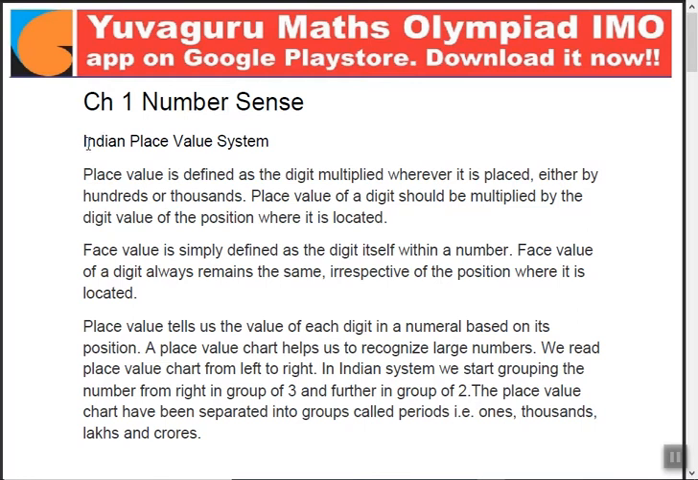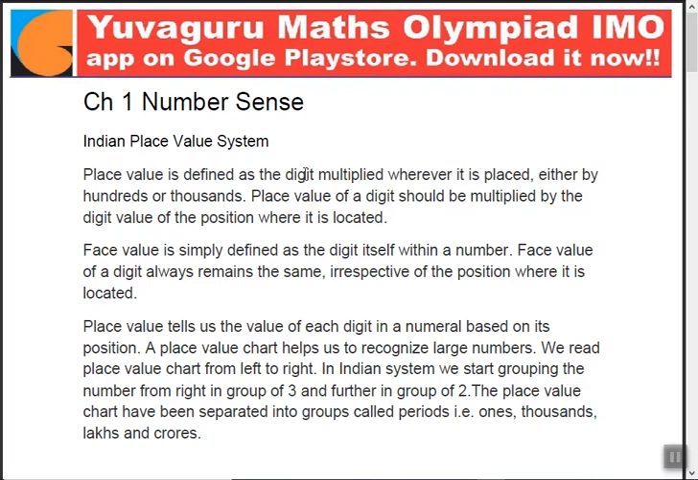Let's start. Indian place value system. Place value means what? Firstly, what is place value? When I write 10, it means that 1 is in the tens place. When I write 100, 1 is in the hundreds place. Okay, so that is the place value. Suppose I write 1225, it means 1 is in the thousands place, 2 is in the hundreds place, the other 2 is in the tens place, and 5 is in the units place. Okay, that's the meaning of place value.